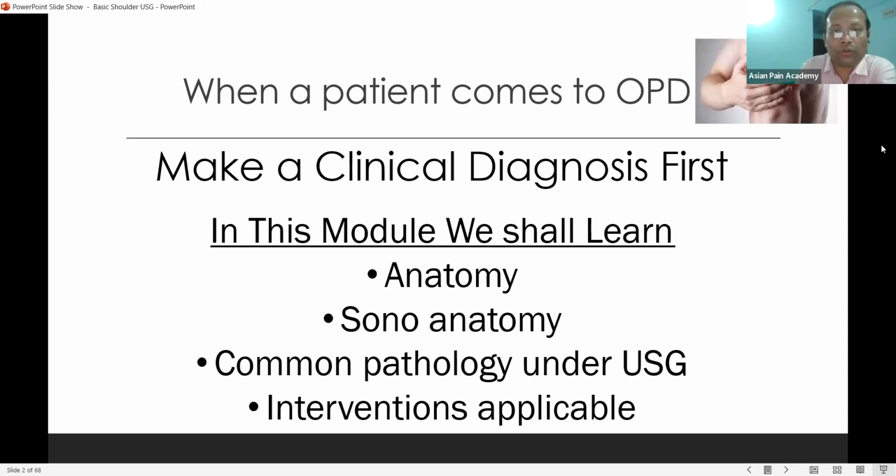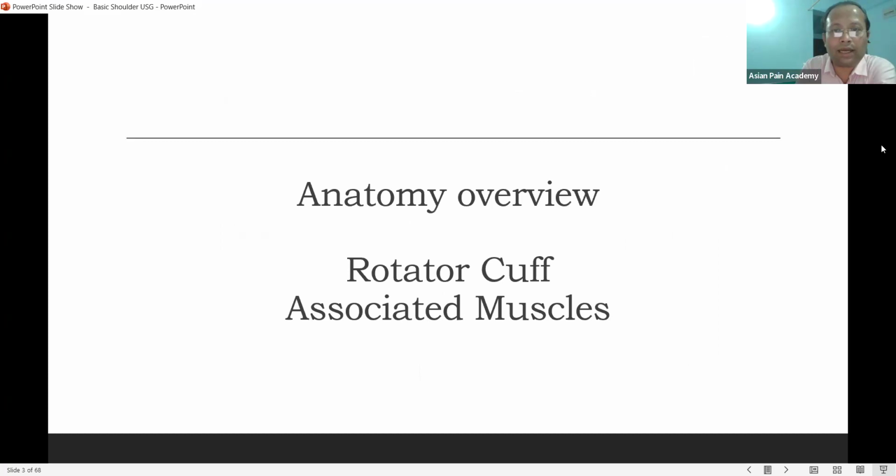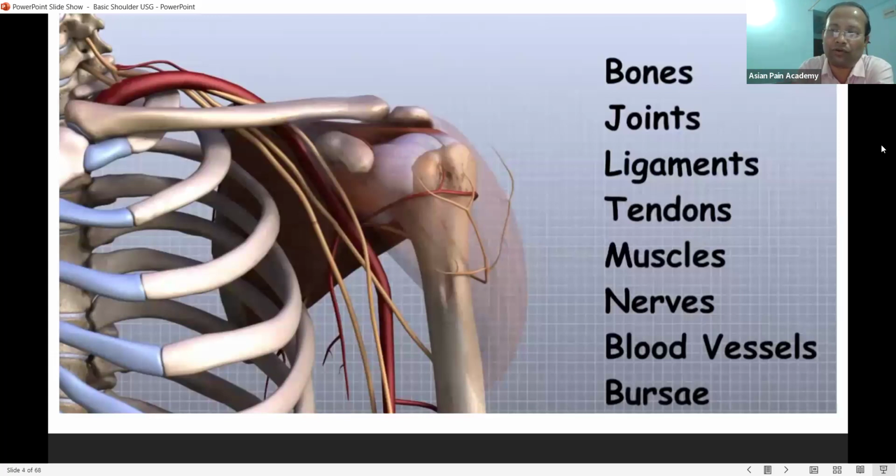Okay. So let us see the anatomy overview. Mainly the very important anatomical structure here is the rotator cuff and the associated muscles. Of course, while learning the shoulder part, we will see some associated muscles also. But mainly the rotator cuff is the source of all different types of pathologies in shoulder. So if we consider from very deep to superficial, then what we find at the joint level.